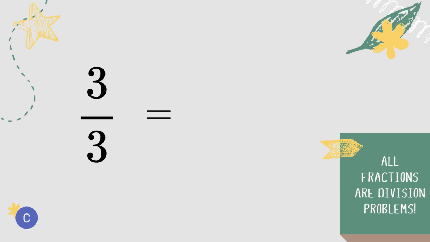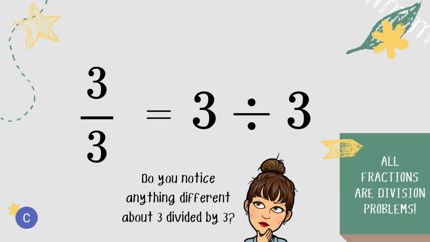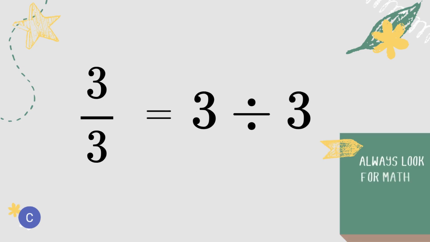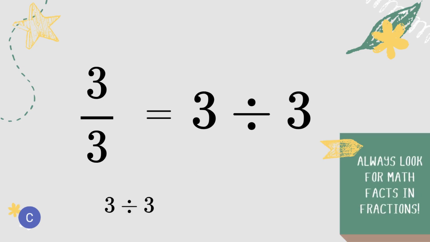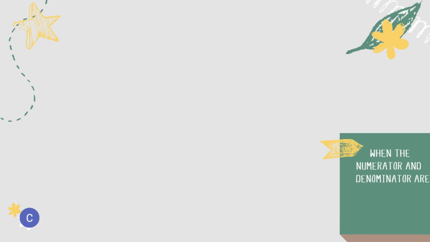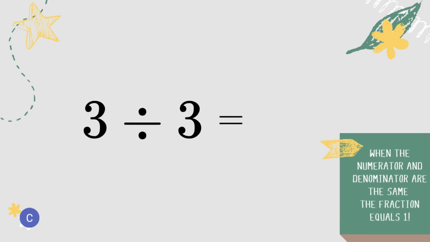3/3 is also 3 divided by 3. Do you notice anything different about 3 divided by 3? That's right, 3 divided by 3 is a math fact. 3 divided by 3 is equal to 1. When the numerator and denominator are the same, the fraction is equal to 1.